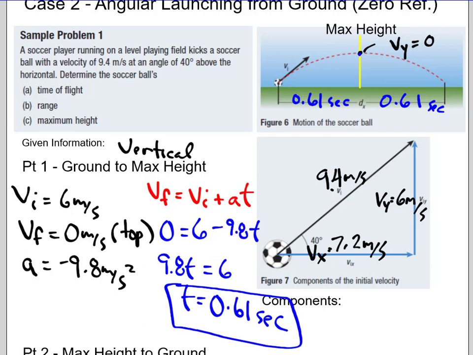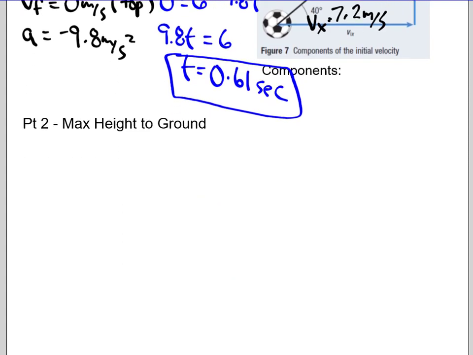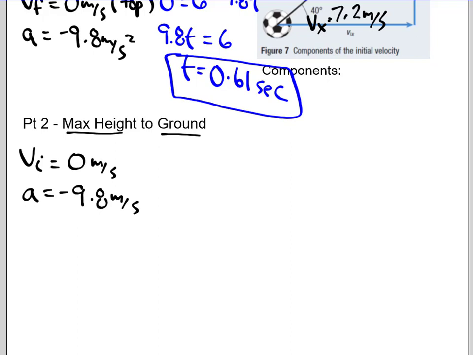So there's our time. Our flight time would be 2 times 0.61, so our flight time is 1.22 seconds. If we wanted to set that up though and just verify that symmetry, if we went from the max height to the ground, we would say our initial velocity is 0 meters per second. Our acceleration is negative 9.8 meters per second squared. And we would need some more information because I don't know what VF is without assuming symmetry. And I don't know what d is. So I would have to do some more work.